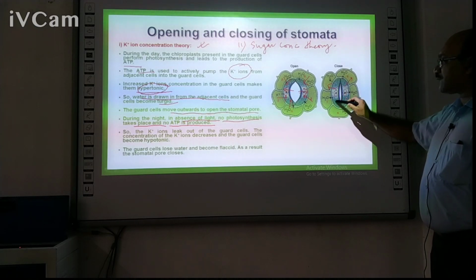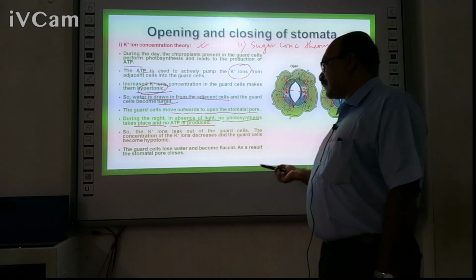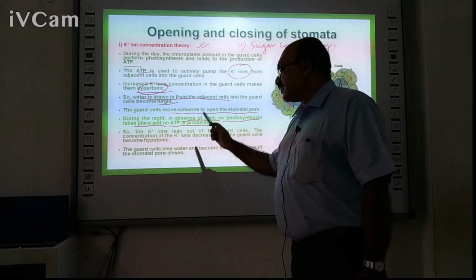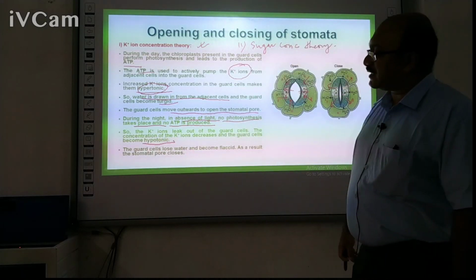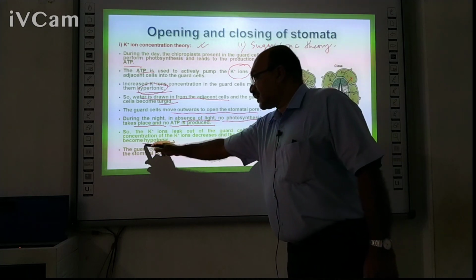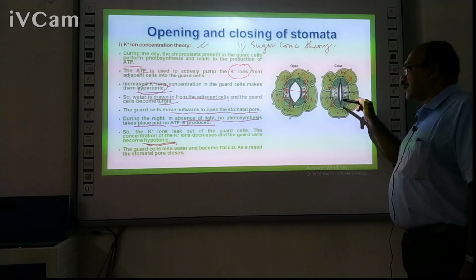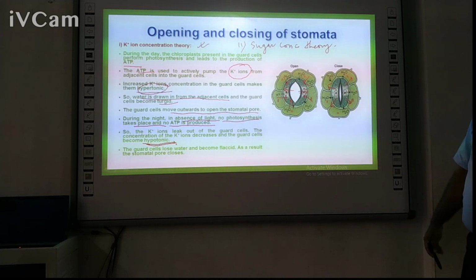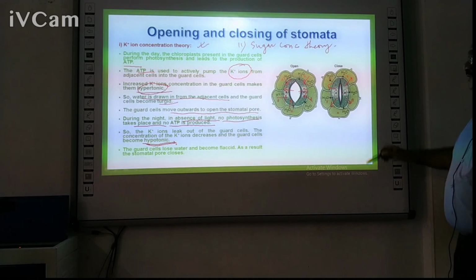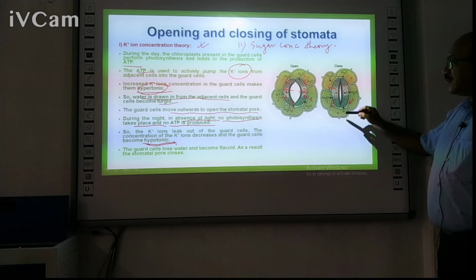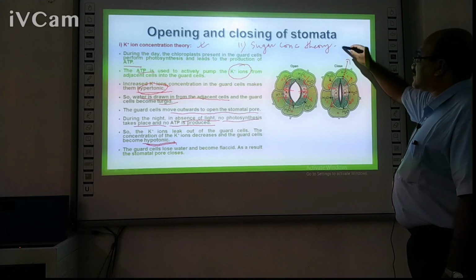As they move out from the guard cells, the cell sap concentration of the guard cells decreases, and now there is more water and fewer ions in the cell sap. So, the guard cells become hypotonic. Hypotonic means they have now more water compared to the neighboring cells. So, the guard cells now lose water by exosmosis. Water goes out into the neighboring cells. The guard cells now become flaccid.